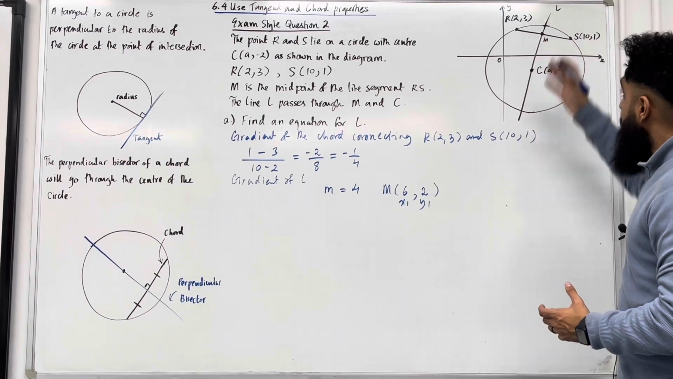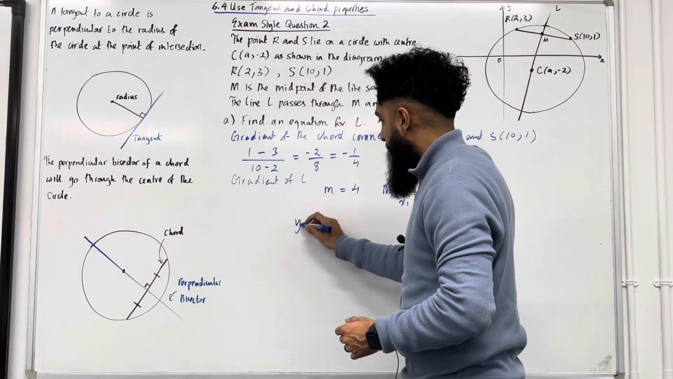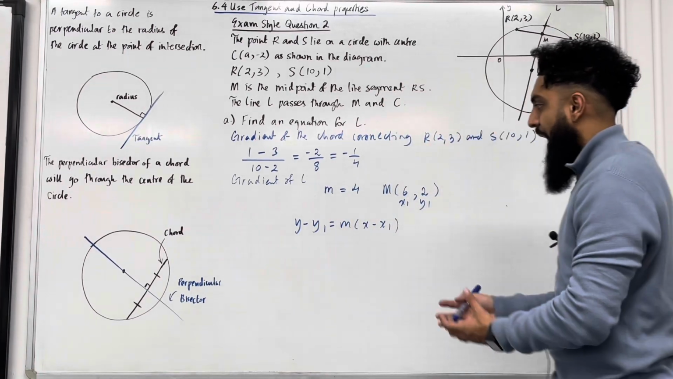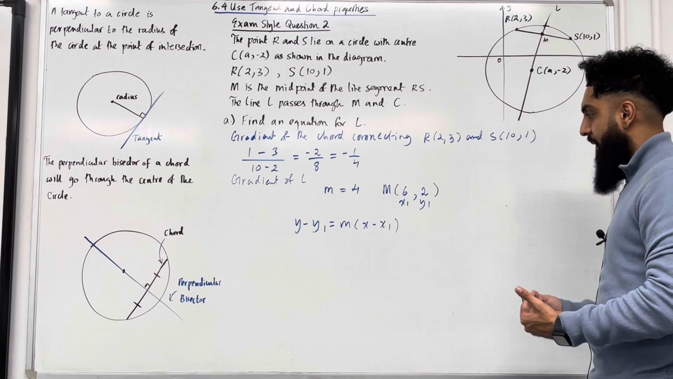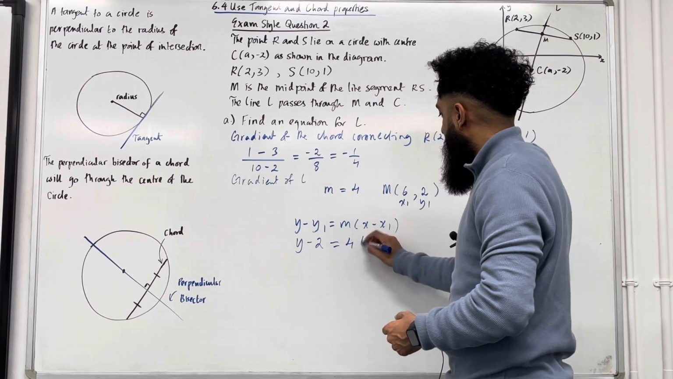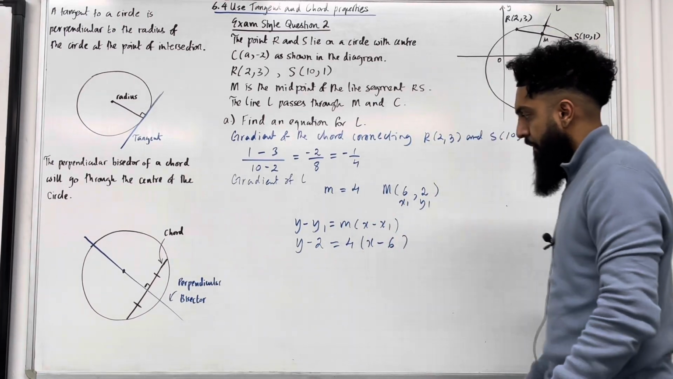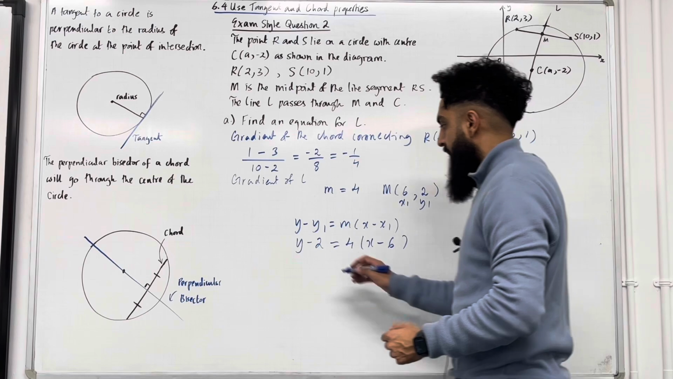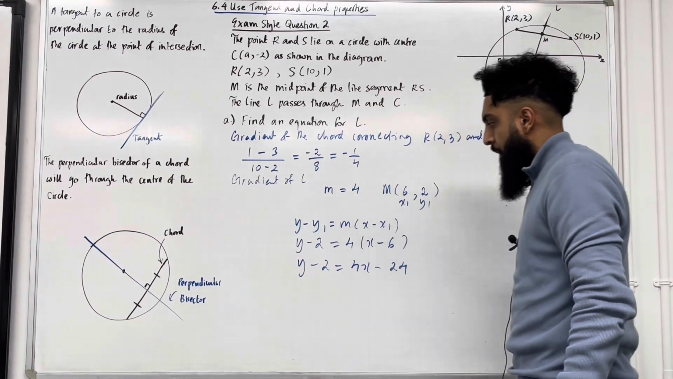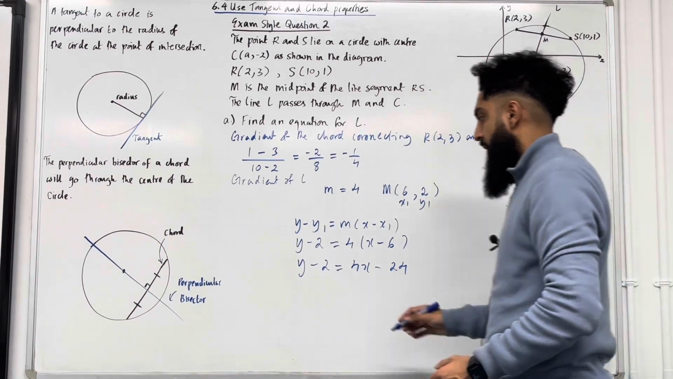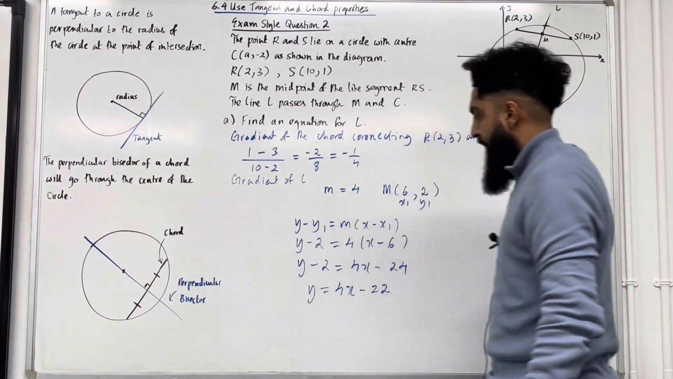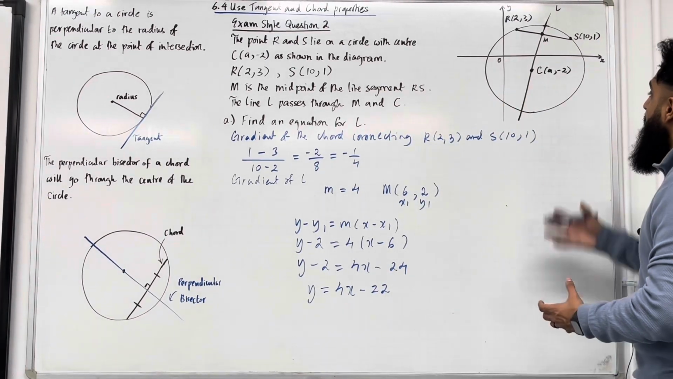Now to find the equation for L, we can use y minus y1 equals m in bracket x minus x1. Now we carry out our substitution. I can substitute my values in. I've got y minus 2 equal to 4 in bracket x minus 6. So if I expand the right hand side, I get the following result: 4x minus 24. Take the minus 2 to the right hand side. This gives me y equal to 4x minus 22. So that there, ladies and gents, is the equation for L.